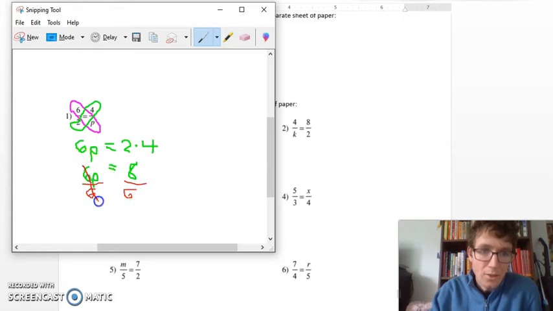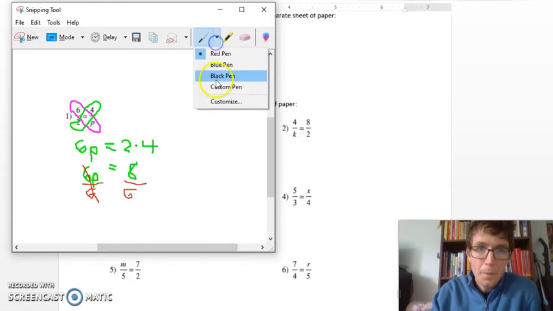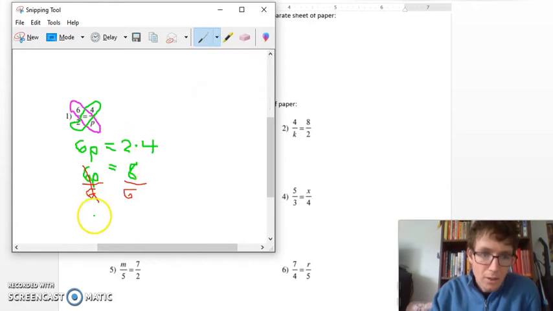So this cancels over here. So now we got p equals 8 over 6. If I want to answer this problem as a fraction, you'll get this ratio, and then you just want to make sure it's simplified.